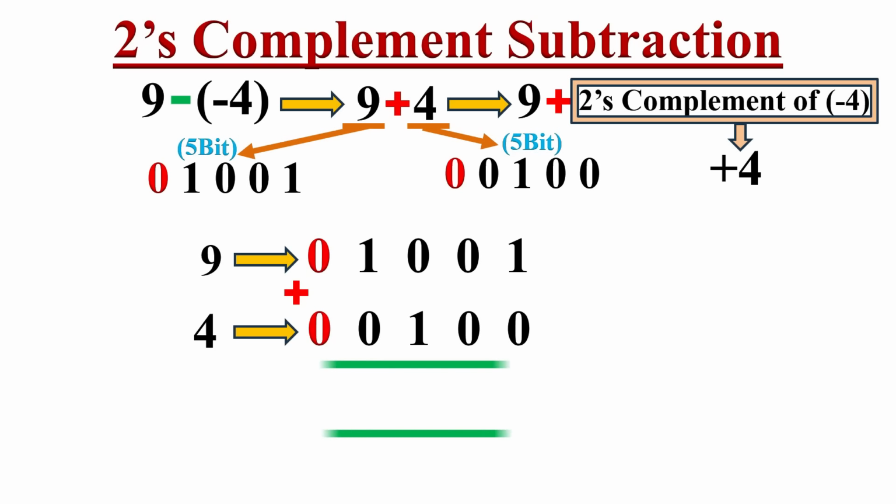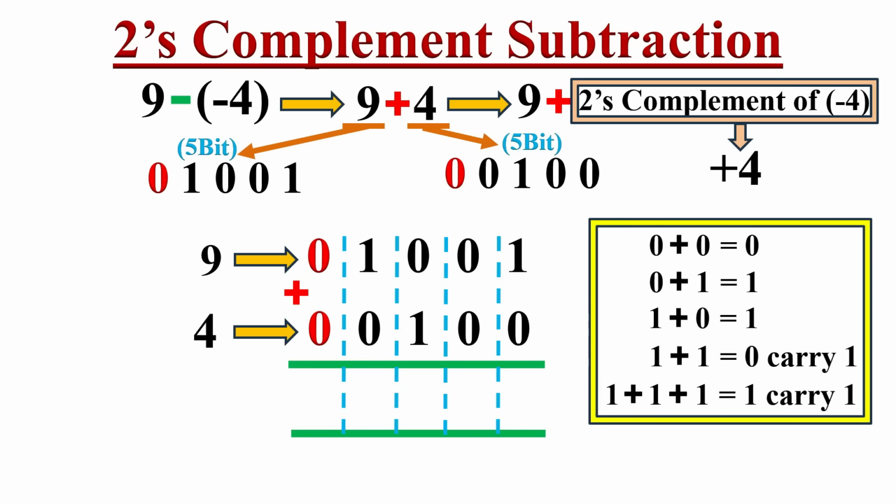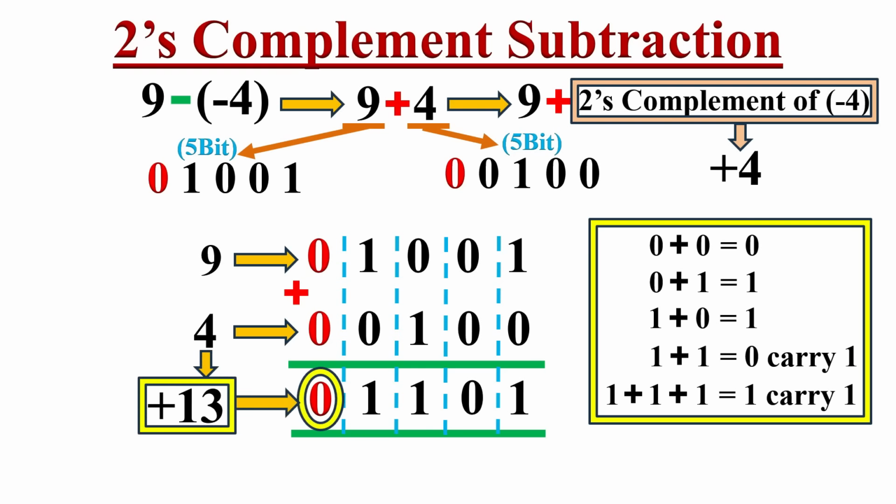Now we will add these two binary numbers. We must follow the column by column method and must start adding from LSB. So here 0 plus 1 equals 1. 0 plus 0 equals 0. 0 plus 1 equals 1. 1 plus 0 equals 1. And 0 plus 0 equals 0. That's it. 9 plus 4 equals 13. And this 01101 is the binary equivalent of plus 13. In this way we can perform subtraction using the 2's complement method.